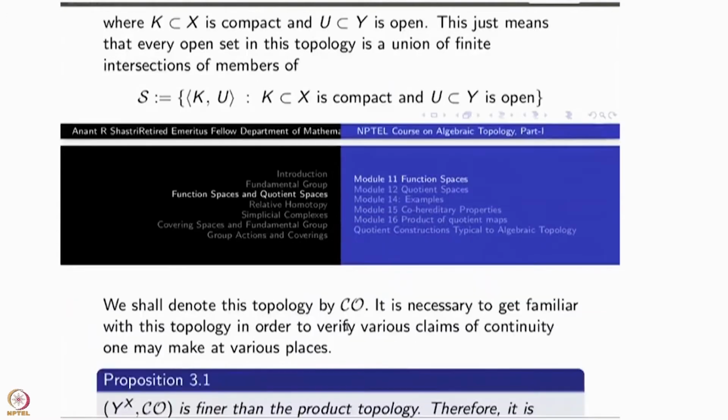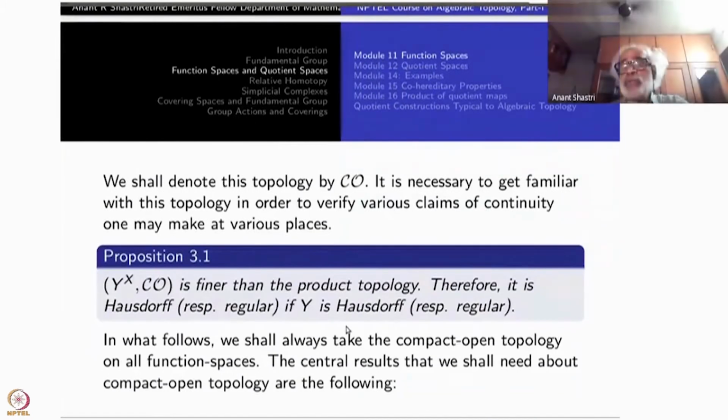So the first proposition is very nice. You also know that there are more open sets in CO than in the product topology. Therefore, convergence here will be stronger. A sequence which is pointwise convergent may not be uniformly convergent, you know that. Whereas if something is uniformly convergent, then it will be pointwise convergent also.